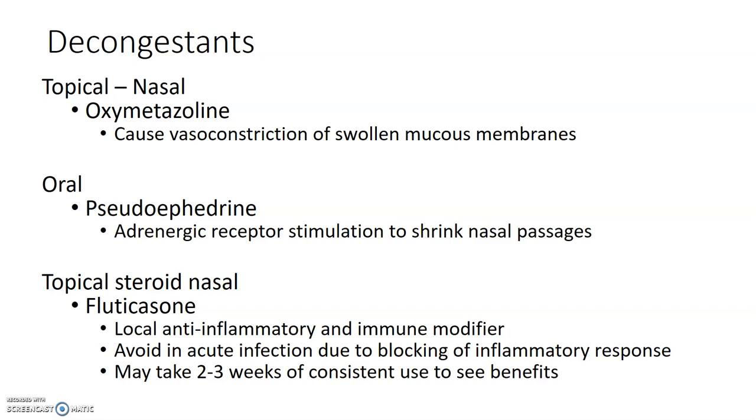A topical steroid that can be used to impact local inflammatory and immune modifier and is not systemically absorbed is fluticasone. It is used for seasonal and non-allergic rhinitis.